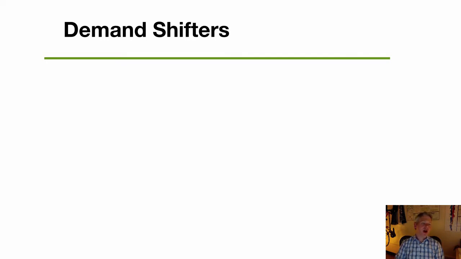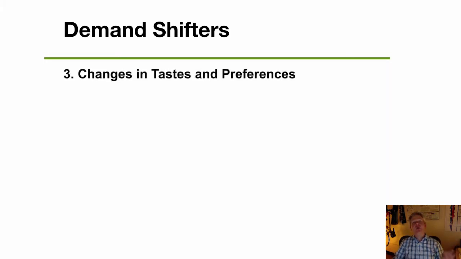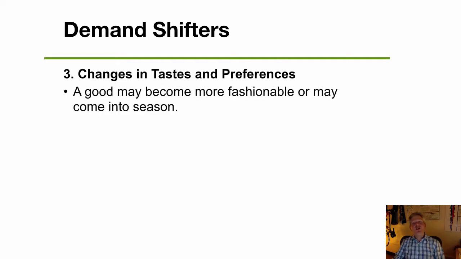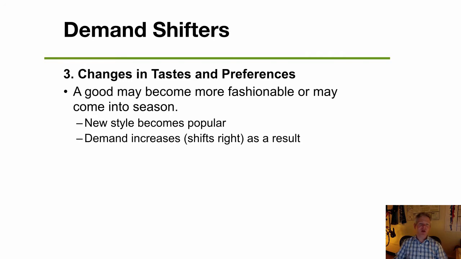So we talked about income shifting demand. We talked about the price of related goods shifting demand. Another thing that will shift demand is changes in people's tastes and preferences. So if a good suddenly becomes more fashionable or comes into season, then the demand will shift to the right for that. If suddenly it falls out of fashion, then demand will shift to the left. So a new style becomes popular, demand increases, that is, it shifts to the right.